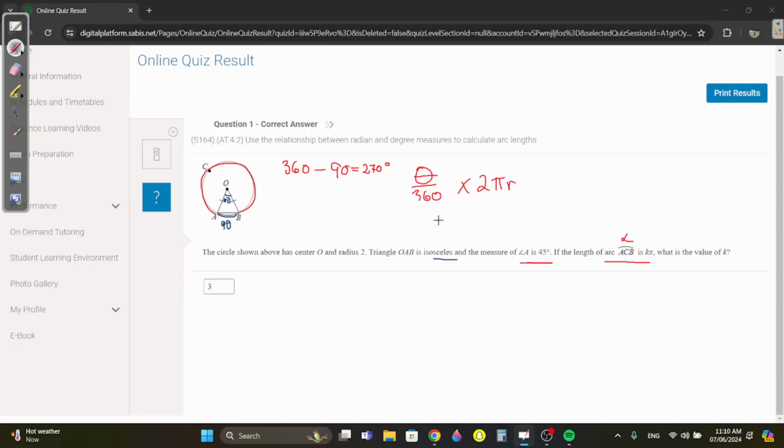So can I solve it now? It will give me 270 over 360 times 2 times pi times r. My radius is 2, so it's going to be 270 over 360 times 4 pi, because 2 times 2. If you put this on a calculator, you're going to get 3 pi. They want you to keep it in terms of pi, so you're going to get 3 pi, so k is 3. Question 2.